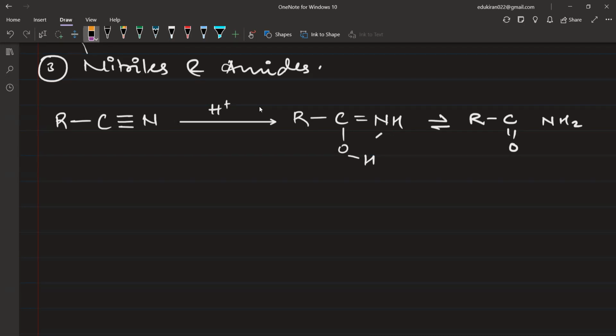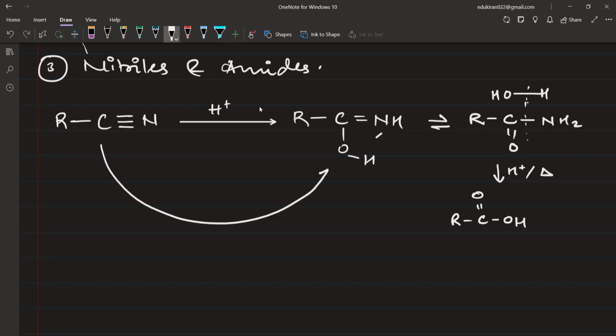And then if you add water in acidic medium or basic medium, OH will get connected here and hydrogen will get connected here. This is water: the OH of water goes to the carbon and the hydrogen to NH2, so what will you get? You will get R, C double bond O and OH. This is with H plus in the presence of some heat. You can also get this from OH negative with some heat.